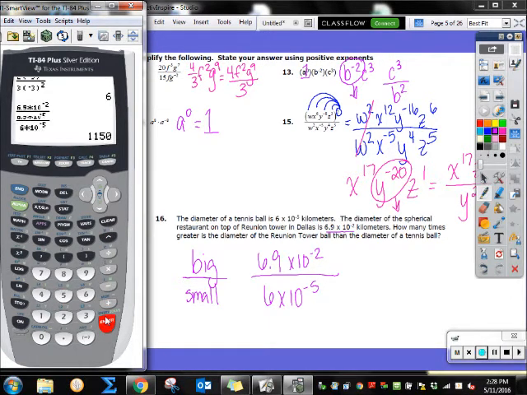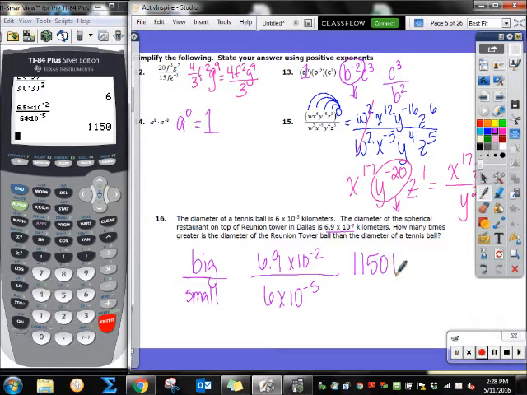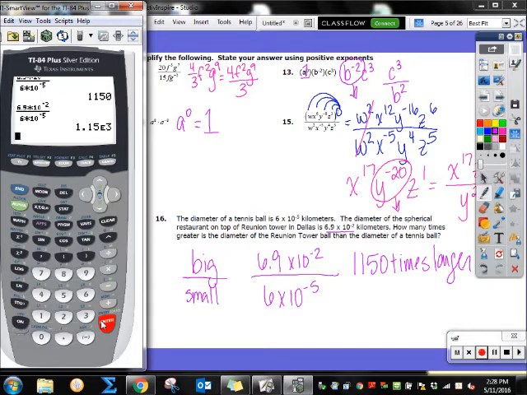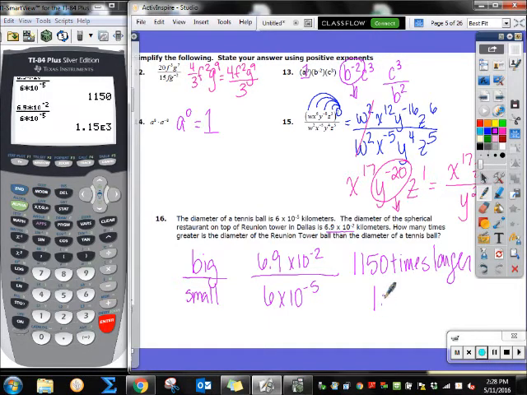Press enter. Now, it doesn't say how to write our answer, so the Reunion Tower is going to be 1,150 times larger, but let's also practice writing our answer in scientific notation. Now, the easiest way to do this is to change your mode in your calculator to scientific. Go back to your main screen, press enter. So in scientific notation, that would be 1.15 times 10 to the third power.